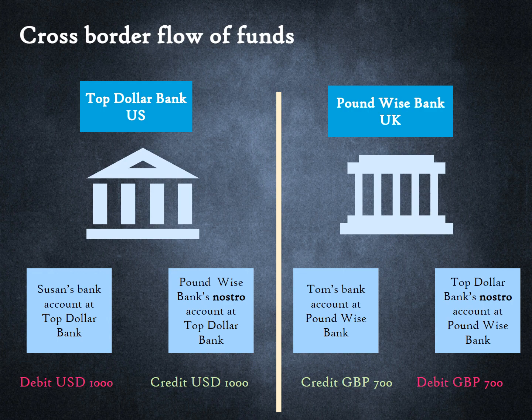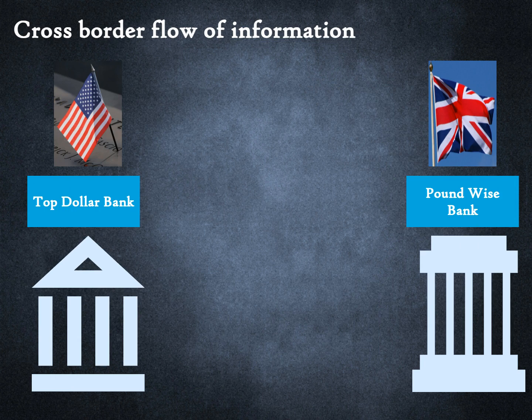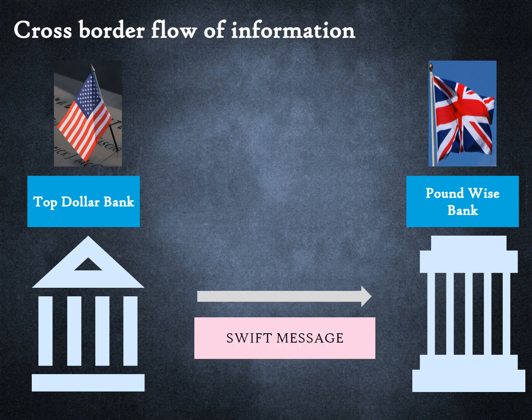In our example, Top Dollar Bank already had GBP in its UK Nostro account. You may be wondering, how did that Nostro account get funded in the first place? We will explain that shortly. The process by which Tom received funds from Susan requires Top Dollar Bank to inform Poundwise Bank that the latter needs to credit the British pound equivalent of $1,000 to Tom. This communication occurs via a SWIFT message. SWIFT is a messaging system. It is different than payment rails like wires and ACH because a payment rail involves both flow of information and funds. SWIFT only facilitates information flow.